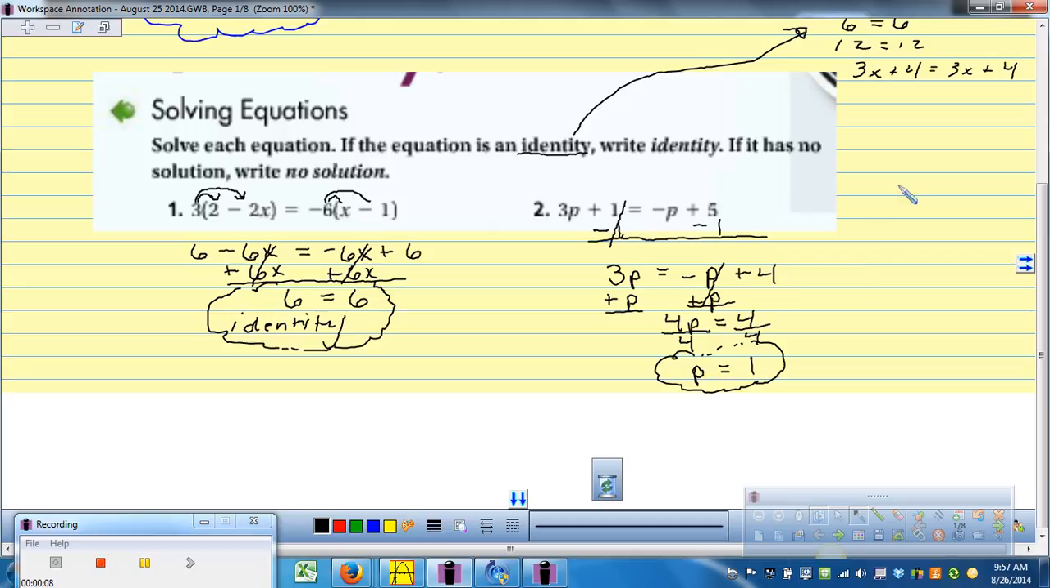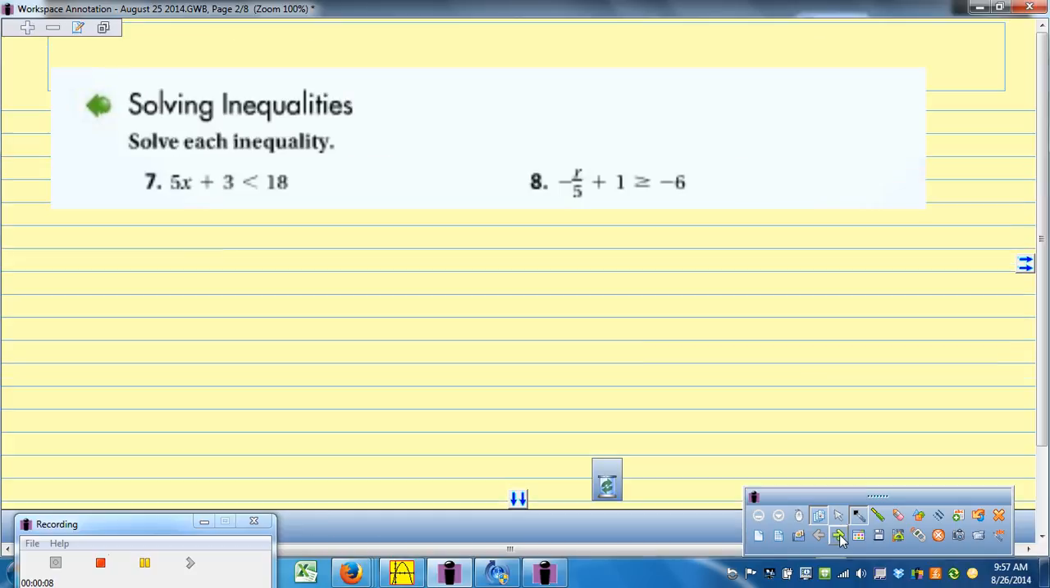Okay? All right, so now we need to remember that inequalities work the same way with one little difference. But generally, we solve them the same way. So how do I solve for x? Write down this inequality, please. 5x plus 3 is less than 18. Okay. 5x plus 3 is less than 18. It's an inequality because there's no equal sign. There's a less than or a greater than.